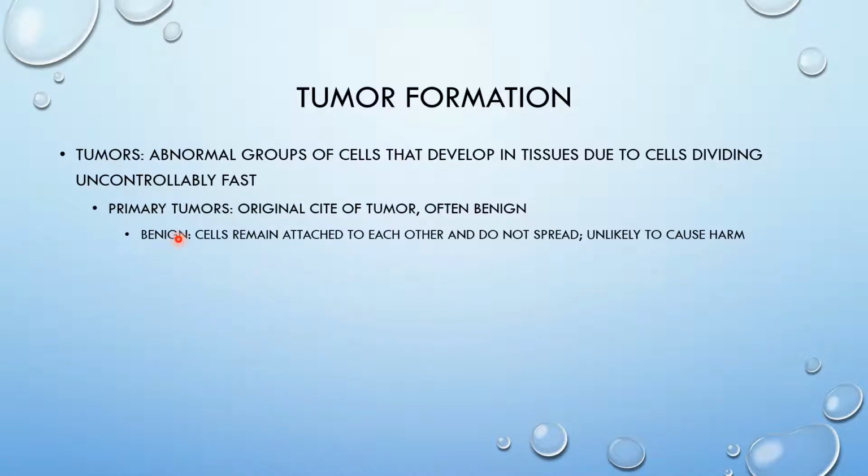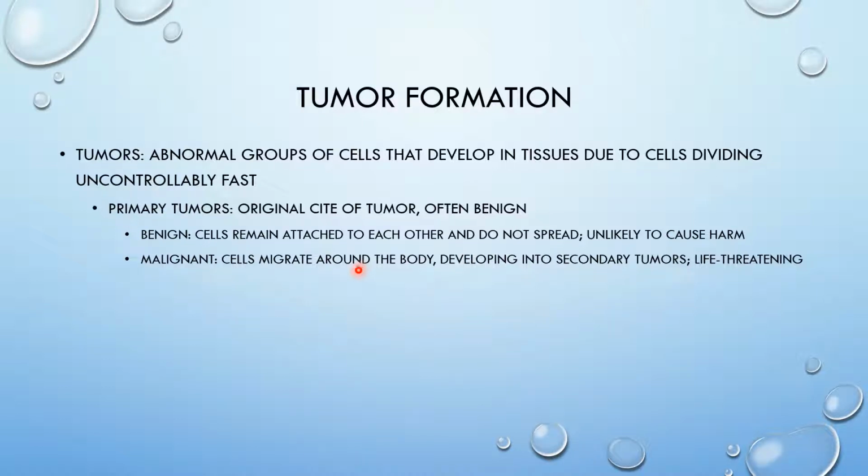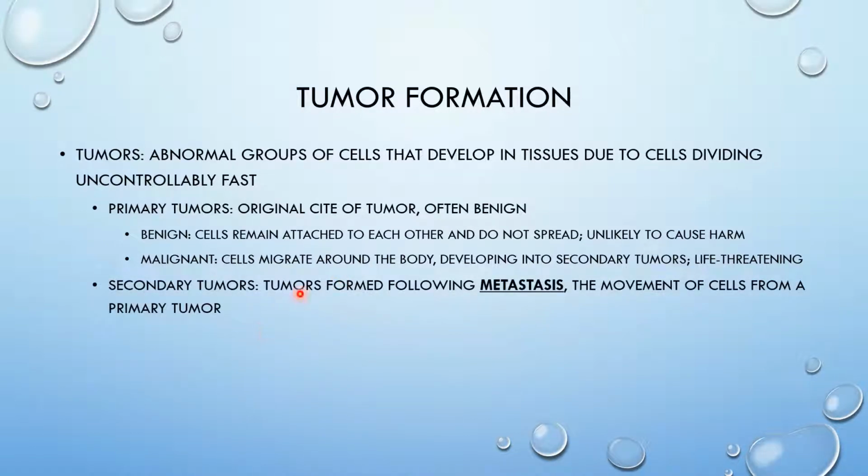Alright, benign, I defined it: cells remain attached to each other and they don't spread, which means that they're not likely to cause harm. Malignant tumors, however, mean that cells migrate around the body, developing into secondary tumors, which are life-threatening, like cancer-causing. Secondary tumors are tumors formed following metastasis, the movement of cells from a primary tumor. Metastasis is what? The movement of cells from a primary tumor.